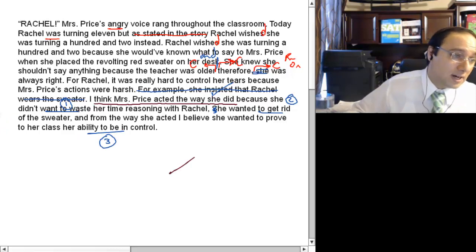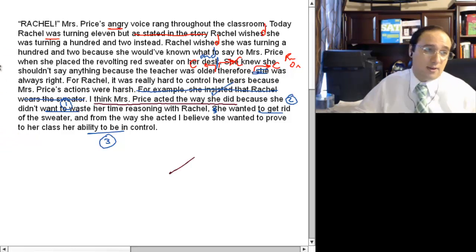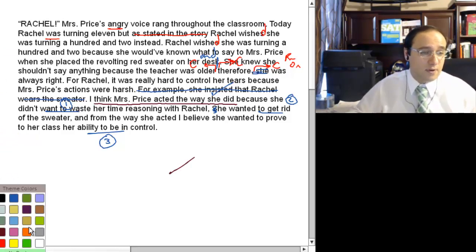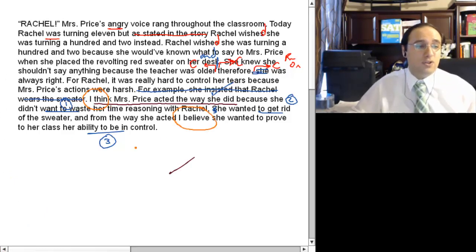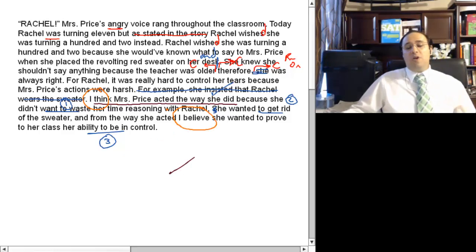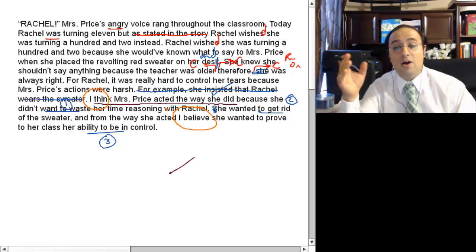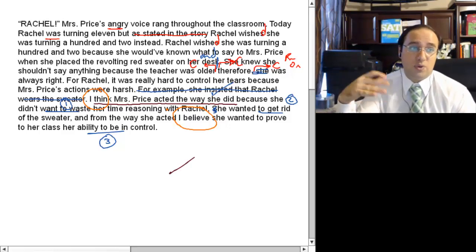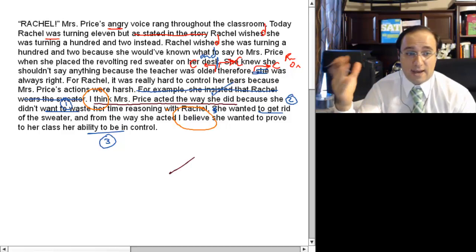One last thing I need to say here is the use of words like "I believe" and "I think." As you can see here, we have "I think Mrs. Price acted the way she did," and then "I believe she wanted to prove." It is not totally wrong, okay? Not wrong at all, maybe, but it is not something that we like to use. Try not to make your essay personal. Don't talk about yourself and don't talk to the reader. Don't address the reader. So maybe writing this as a fact would have been better.